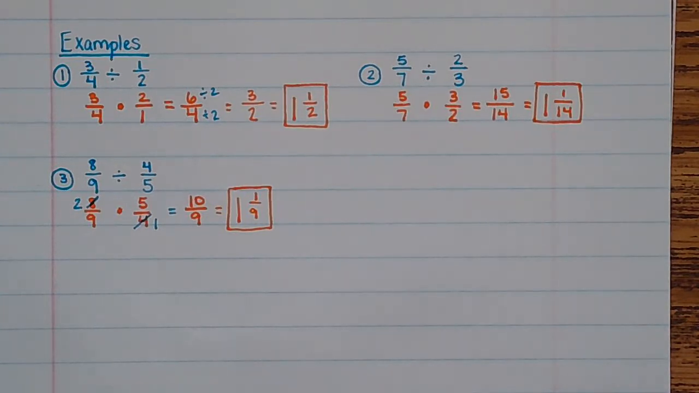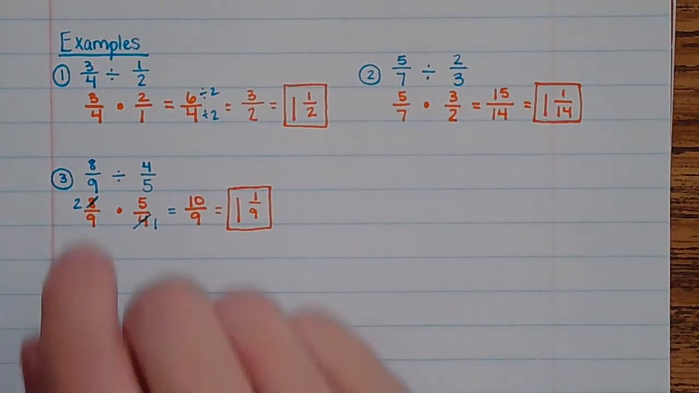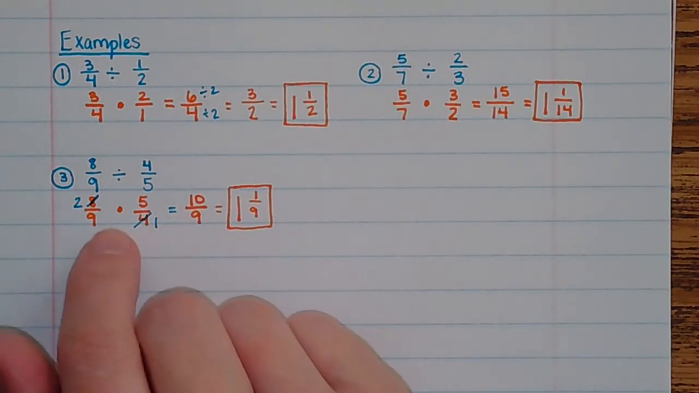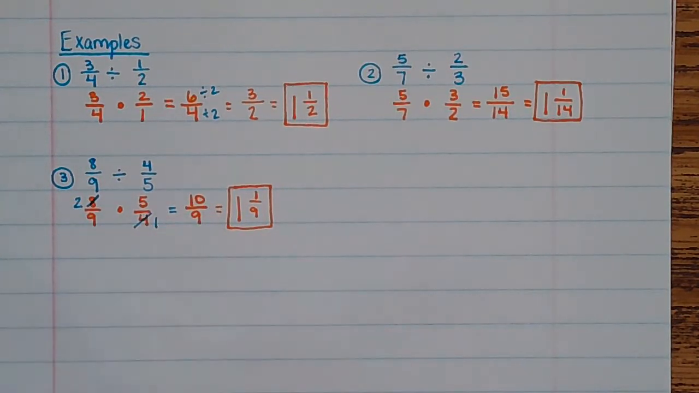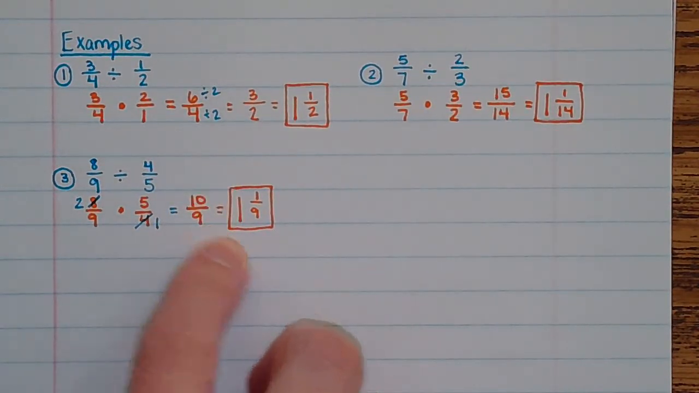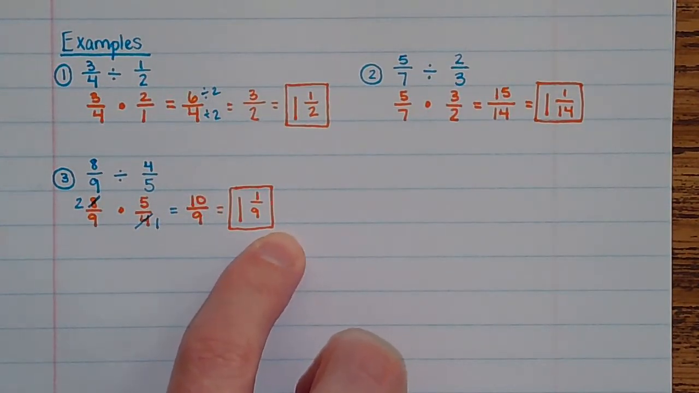All right, let me show you real quick though. If I had chosen not to cross cancel, I would have multiplied straight across. So 8 times 5 is 40. 9 times 4 is 36. So you would have had 40/36. And if you simplify that, it still gives you 1 1/9. So once again, if you don't like cross canceling, you would have had 40/36, and that's still going to end up giving you 1 1/9.